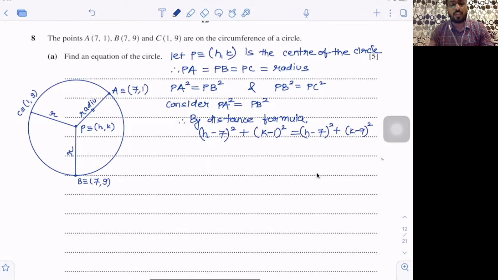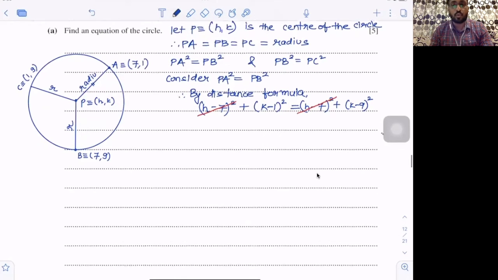If you observe the left hand side and the right hand side, can you easily understand that this (h minus 7) the whole square is present on both the sides with the same sign? So this (h minus 7) the whole square term will simply get cancelled. Now you're left with (k minus 1) the whole square and (k minus 9) the whole square. I can expand it. So I get k square minus 2k plus 1 is equal to k square minus 18k plus 81, right, students?